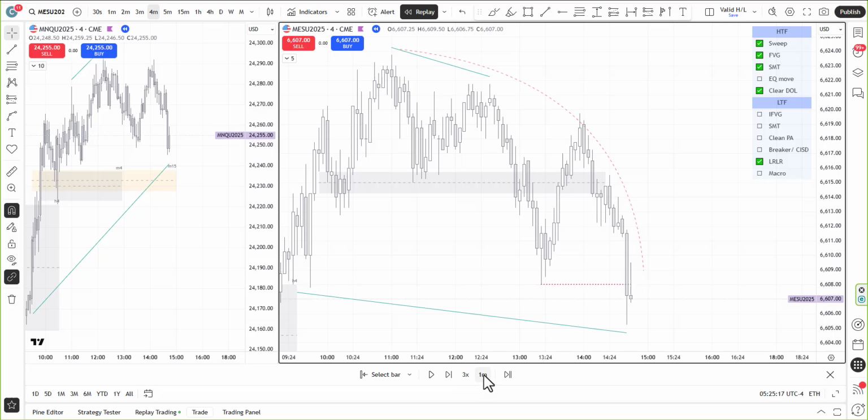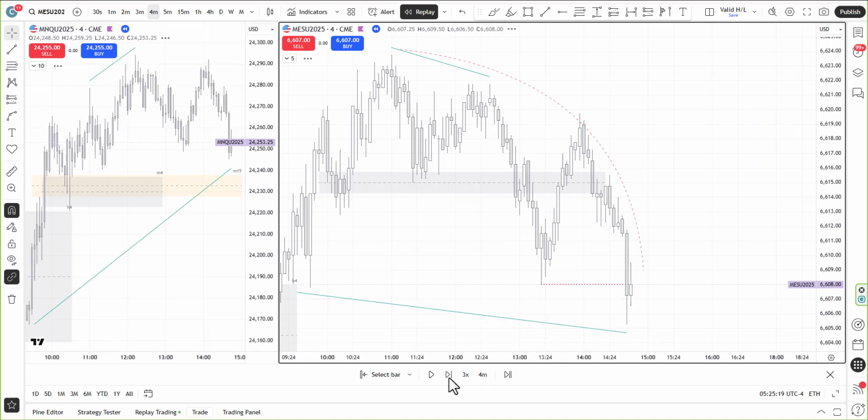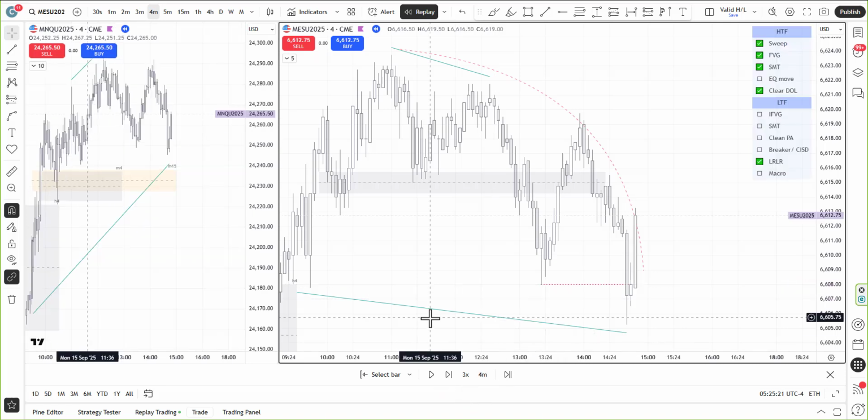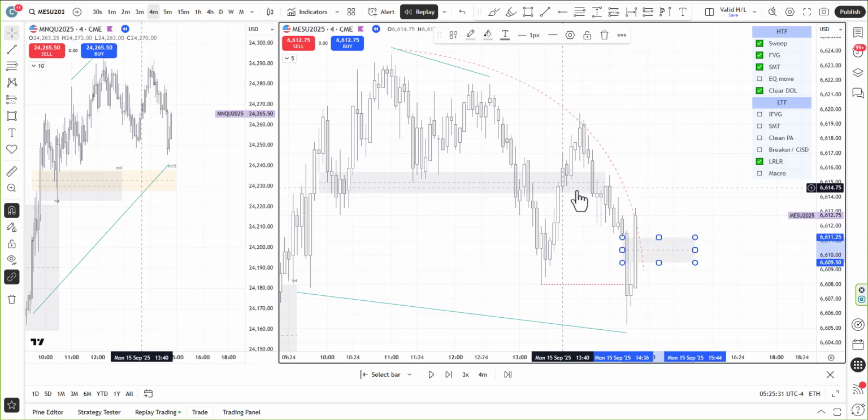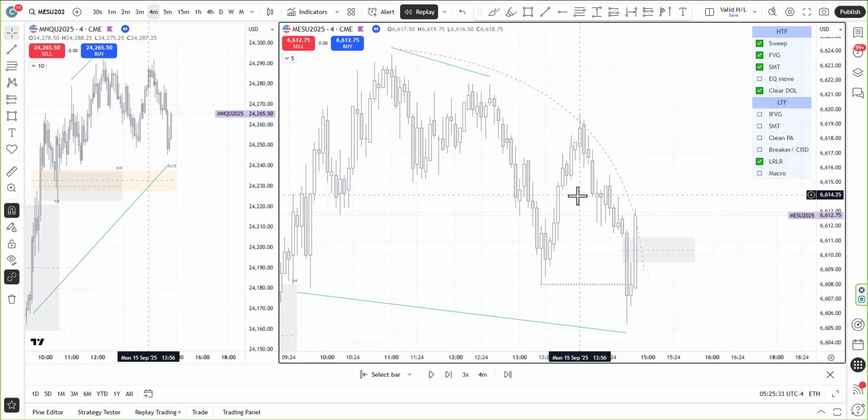Oh, we're on the 1 minute. Let's just take the 4 minutes. It goes a bit faster. There's no need to do this. Okay, so what we have is a 4 minute candle displacing out of this fair value gap. So let's delete this because it's just creating noise.